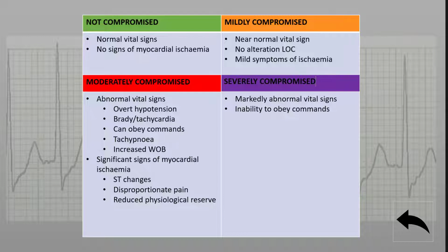And severely compromised patients, they have overt changes in their vital signs that represent uncompensated shock. They exhibit signs of severe ischemia, and this may include ST depression and more severe and more persistent chest pain. Fulminant heart failure may be evolving and may lead to symptoms such as acute cardiogenic pulmonary edema.